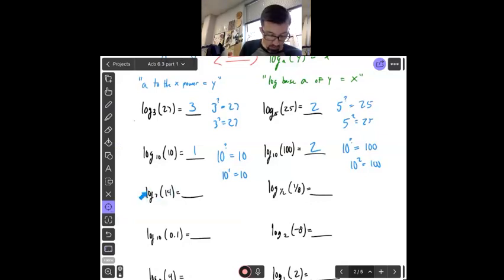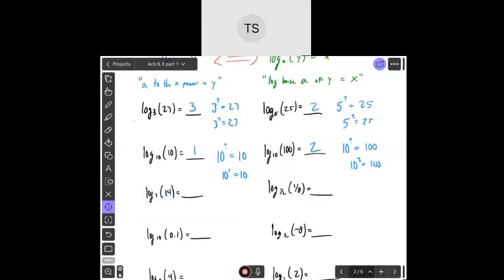All right. Tiger, you're up. Read that for me. Log base 7 of 14. Perfect. And what's that mean? 7 to the power of what equals 14? There you go. Do you know that answer? No. It's definitely not squared. Yeah, that's right.